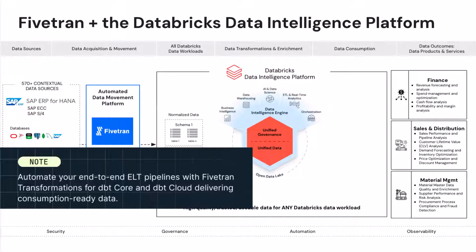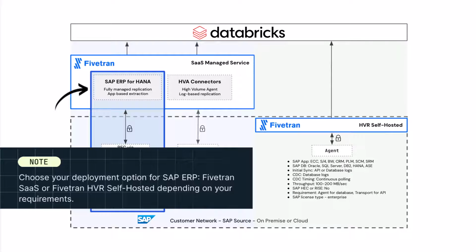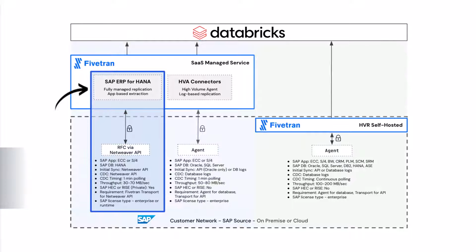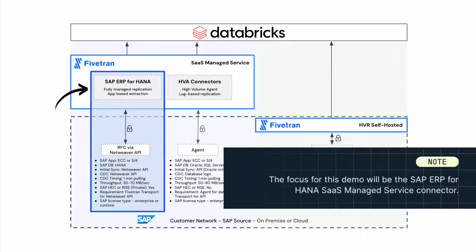You can also take advantage of Fivetran transformations running in Databricks with dbt to transform SAP tables into analytics-ready and data product-ready models and output. I'm going to be demonstrating Fivetran SaaS today, but Fivetran does have multiple deployment options, including self-hosted HVR, which can be deployed behind your firewall or within your private cloud.